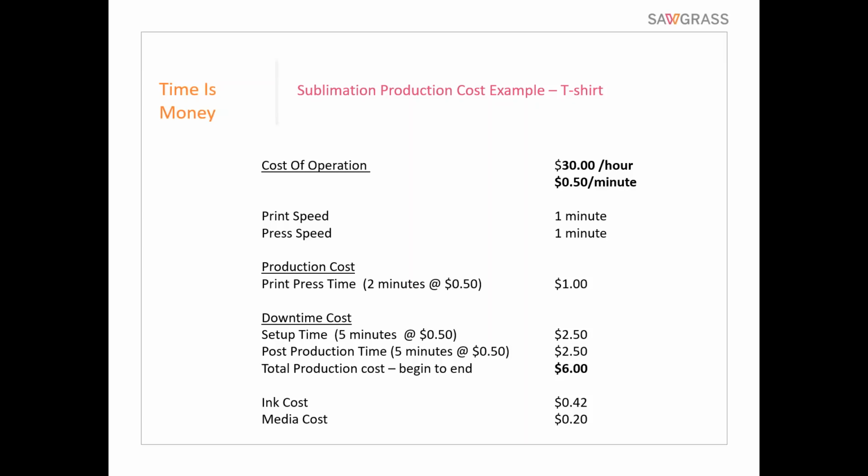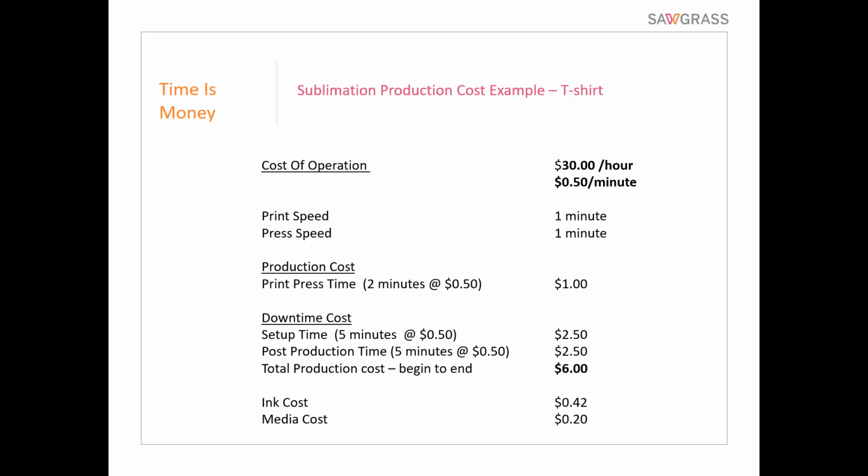So let's say your cost of operation was $30 an hour. Now, I did some calculations to come up with that, but I'll tell you, when you're in a webinar, it's best that you use easy math. So $30 an hour works out to 50 cents a minute. You see where I'm going here?